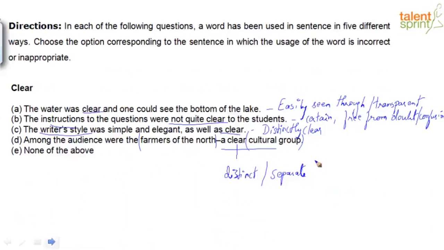Among the audience were the farmers of the north who were a distinct cultural group or a separate cultural group. You're identifying them, you're excluding them from among, yes, specific cultural group, particular. That's all the meanings the context is giving. So yes, clear is used inappropriately in option D and you are correct.